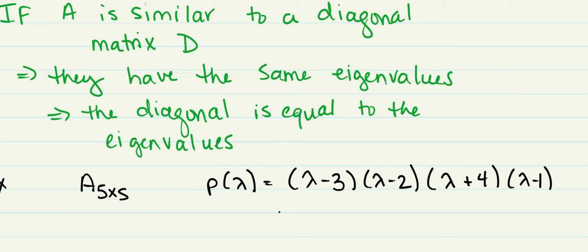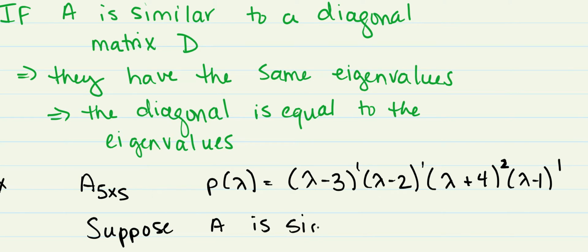And that means we could have either 5 distinct eigenvalues, and if that was true, the powers on each one of these would be 1. Or we could have less, but the multiplicities have to be bigger than 1. So let's do something like this. Now suppose A is similar to a diagonal matrix.